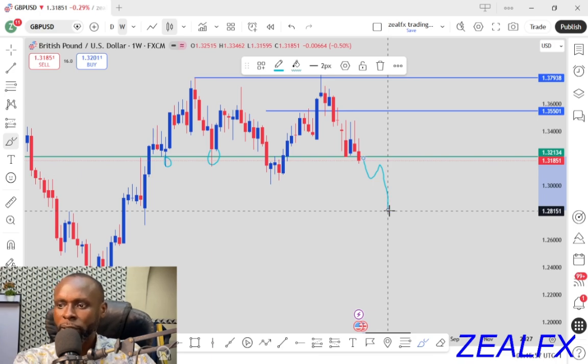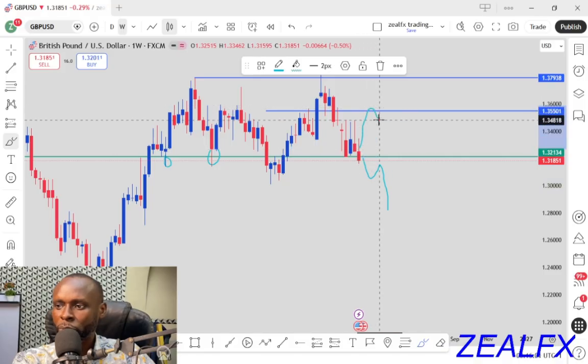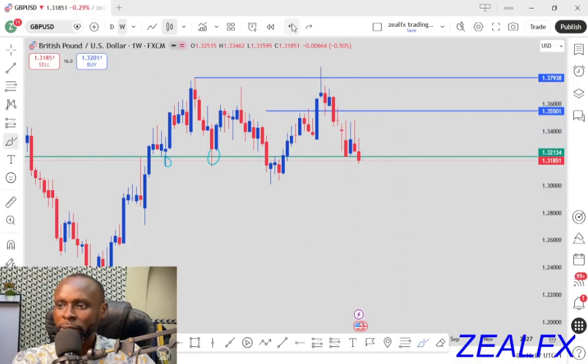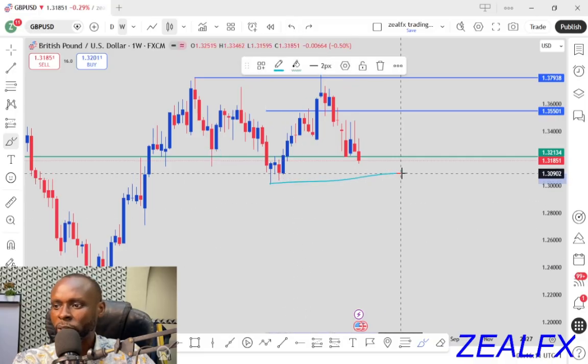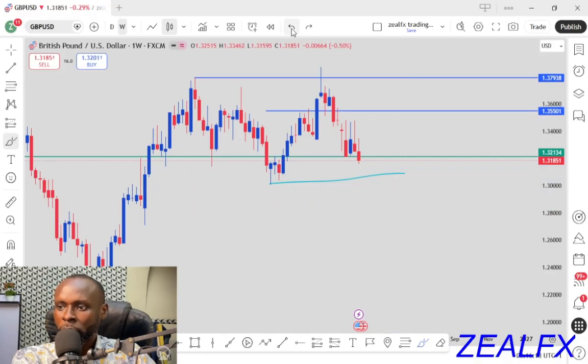While for the buy scenario, we need price to break above this region. We wait to retest. We can start looking for a possible buying opportunity to the top. So for now, we don't have a clear direction for the pound USD until we see price close below these levels. Then wait for a retest. Then we can start looking for a selling opportunity for the pound USD. So we have to wait for a clear direction on the pound USD.